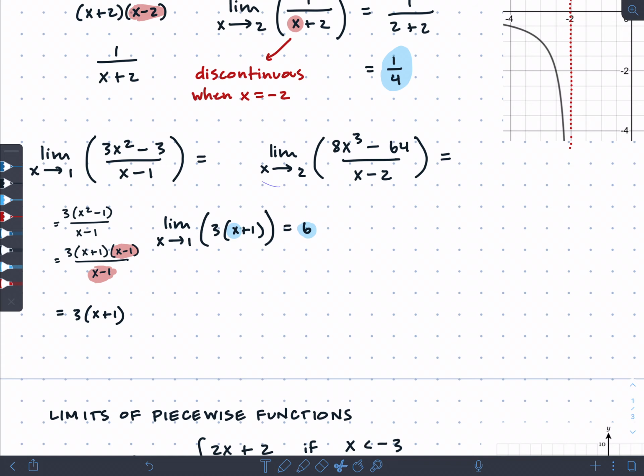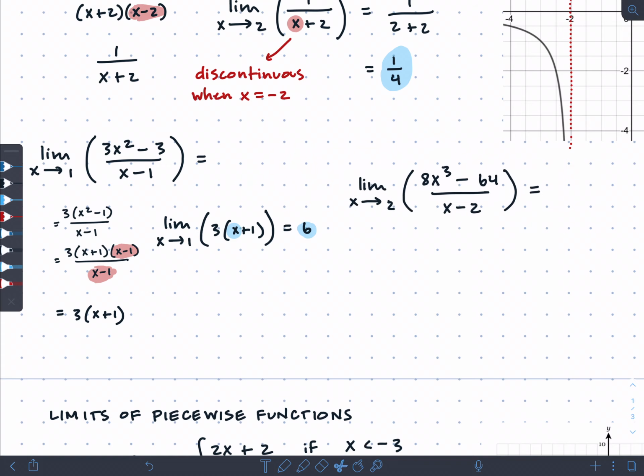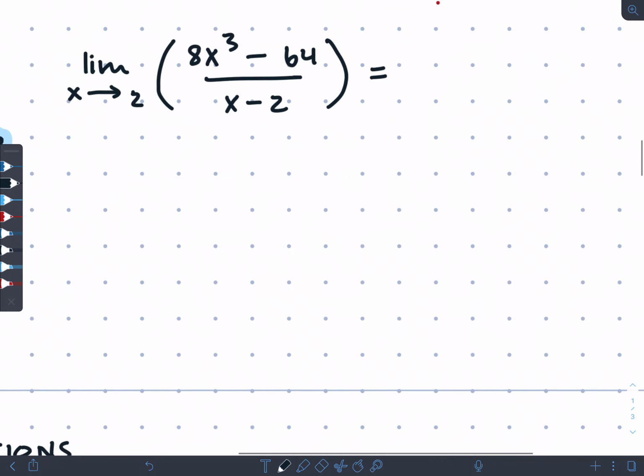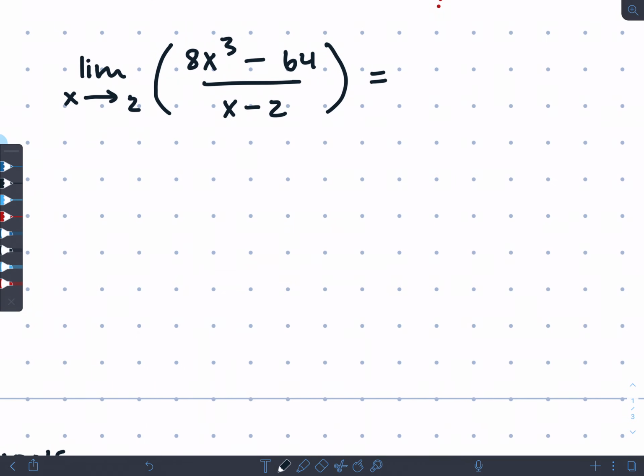And I'm going to move this problem over a little bit so we get some more room. And then same thing here. So we notice that if we plug in 2, we have 8 times 2 cubed minus 64 over 2 minus 2, 8 times 8 minus 64. You probably see where this is going. So we end up with 0 over 0. So that's an indeterminate form.